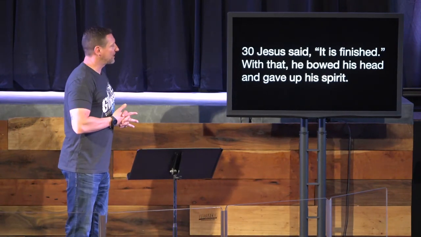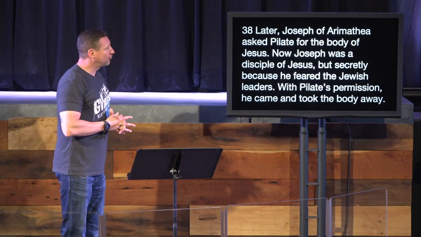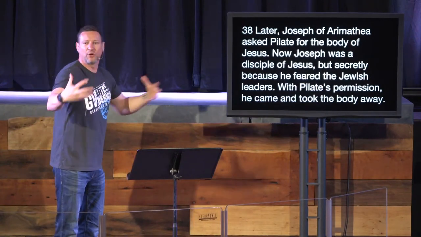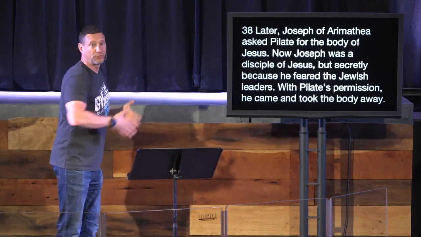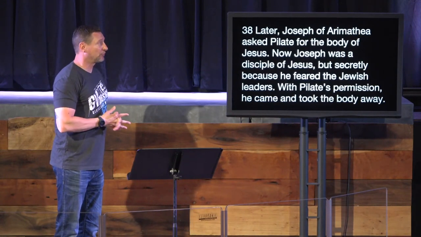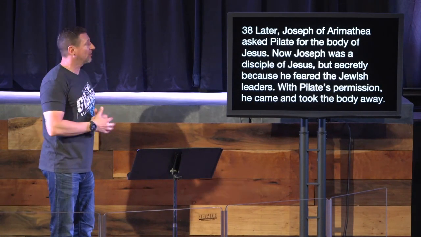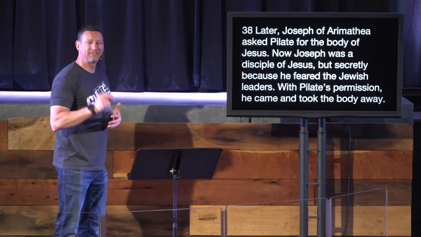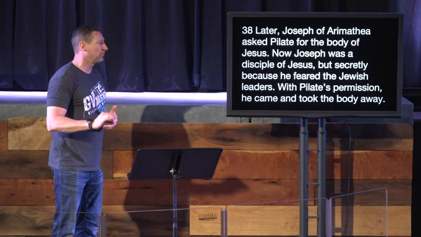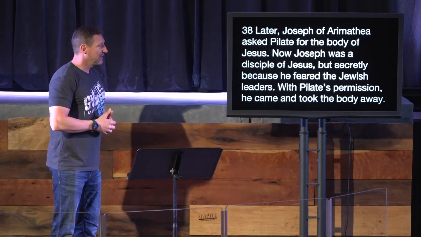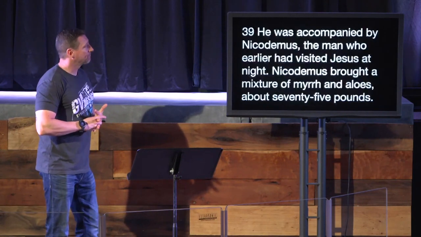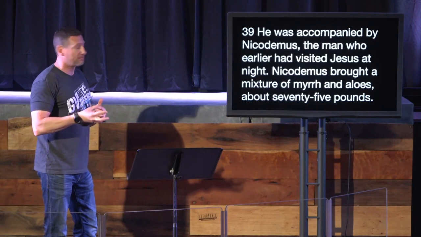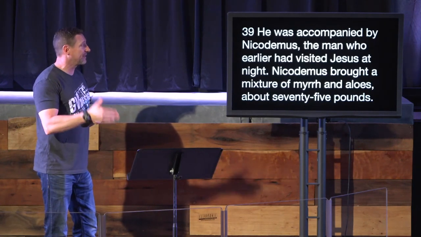It says this, verse 38. Later, Joseph of Arimathea. Now, if you're like, who's that? You're with most everybody. He's kind of a minor character that's mostly focused on during this scene. Later, Joseph of Arimathea asked Pilate, the Roman governor, for the body of Jesus. Now, Joseph was a disciple of Jesus, but secretly, because he feared the Jewish leaders. With Pilate's permission, he came and took the body away. He was accompanied by Nicodemus, the man who earlier in John chapter 3 had visited Jesus at night.